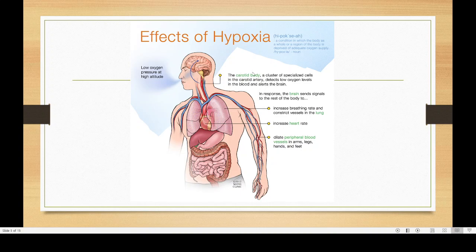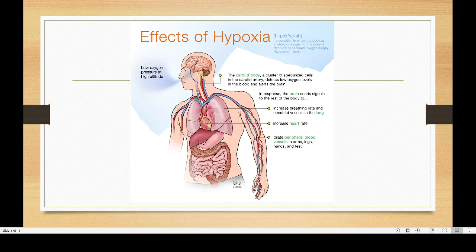There is a cluster of structures in the carotid artery, which supplies the brain, and from there the message is sent to the brain and different parts of the body. The brain sends signals to the rest of the body, and the body responds with three types of action. One is increasing the breathing rate. There is not sufficient oxygen in the atmosphere, so in order to survive we have to increase the rate of breathing and take in more oxygen. That is the only way we can get more oxygen.